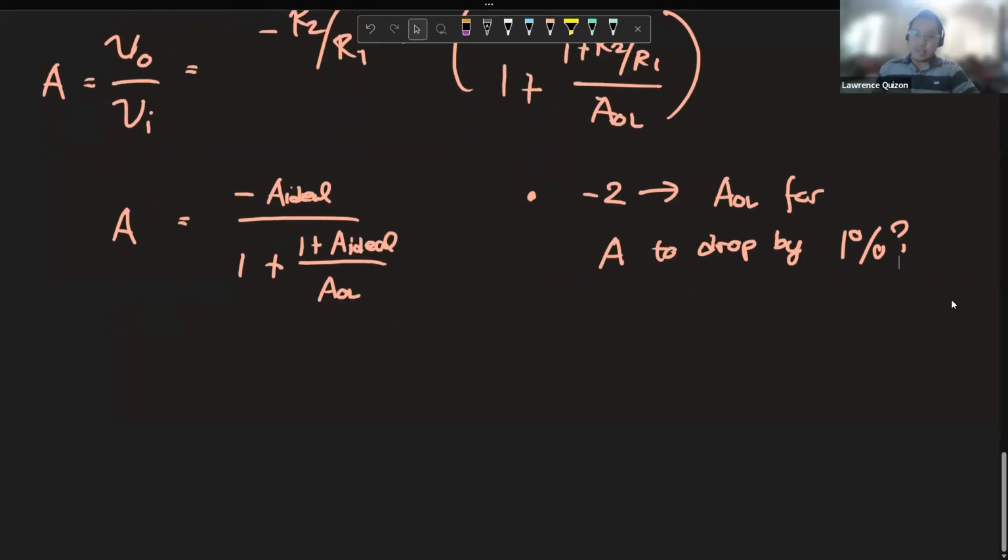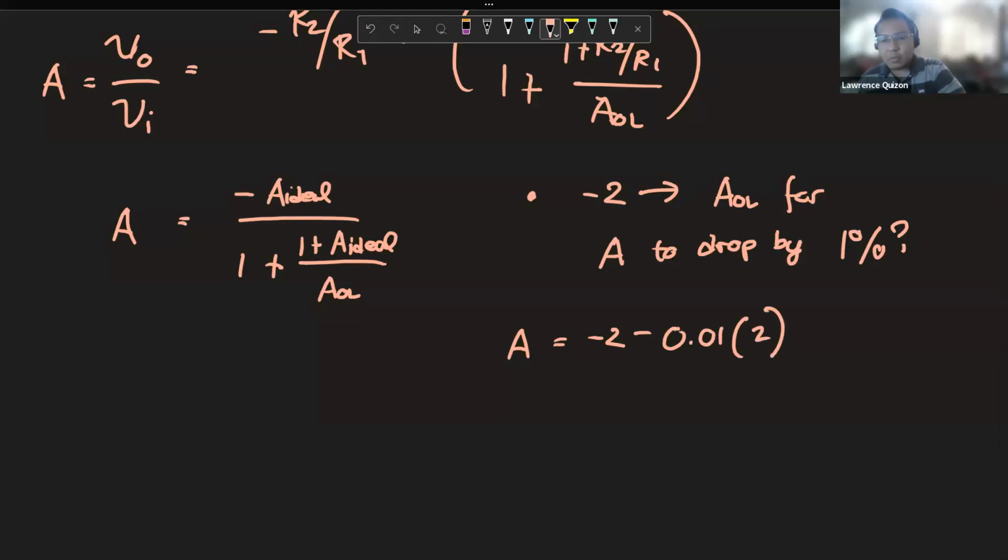So, in this problem, what they're asking is, you want the gain to drop by 1%. So the new gain has to be 2 minus 0.01 times 2, or plus, to drop by 1% versus the negative 2. So this would be negative 1.98, our actual gain.